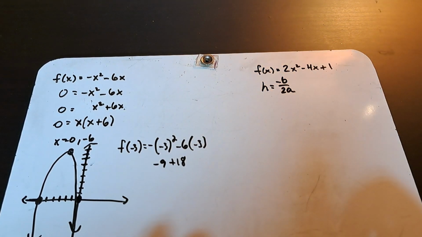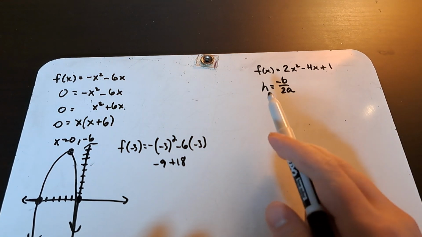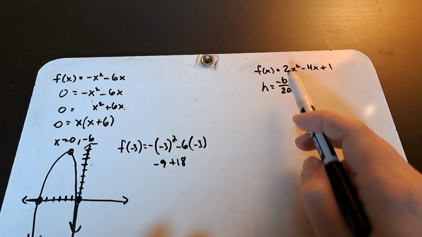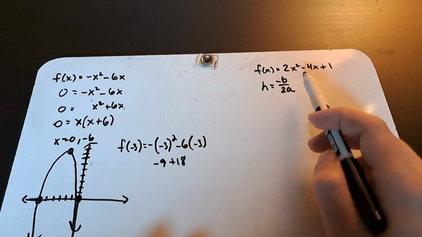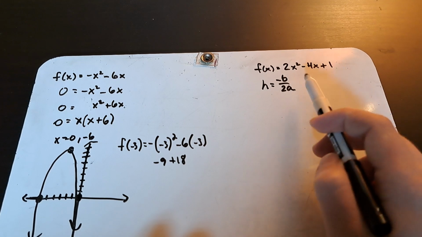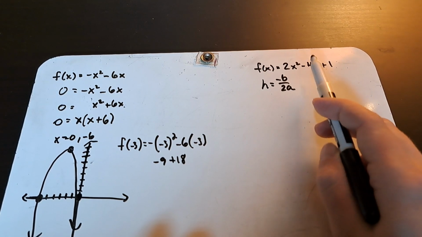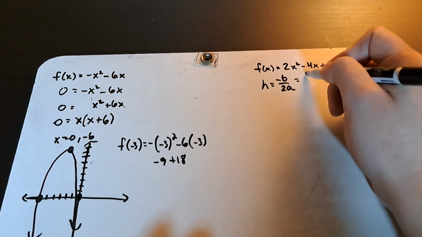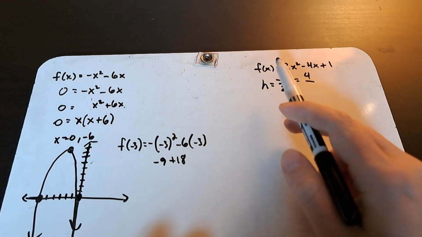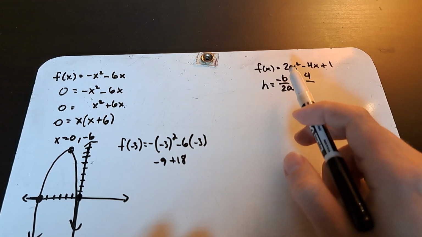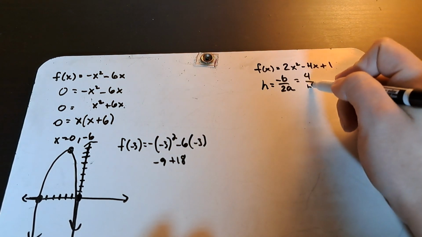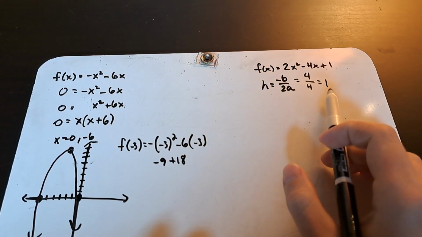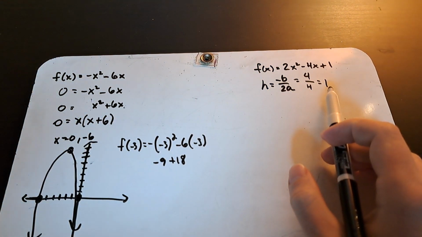h equals negative b over 2a. That h is the x-coordinate of the vertex. And when I look at the coefficients here, ax squared plus bx plus c, my b is going to be negative 4, so the negative of negative 4 is going to be a positive 4. And then a is 2. 2 times 2 is just 4. So the x-coordinate of my vertex is going to be at x equals 1.